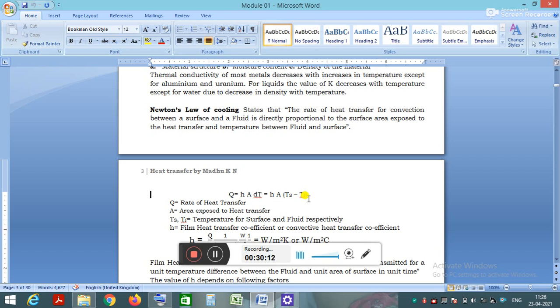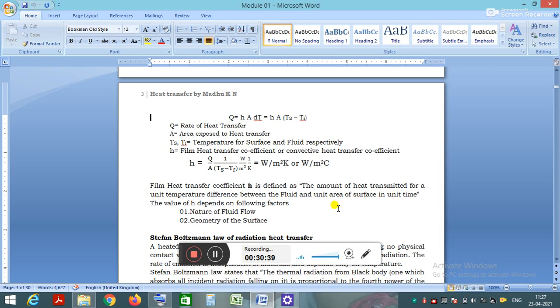Okay, this is what Newton's law of cooling states. Newton's law of cooling states that the rate of heat transfer for convection between a surface and a fluid is directly proportional to the surface area exposed to the heat transfer and the temperature difference between the fluid and surface. Here the equation can be rearranged in the form h equals Q by A into 1 by (Ts minus Tf), where the unit of Q, the heat transfer, is watt, area is meter square, and the temperature is Kelvin.